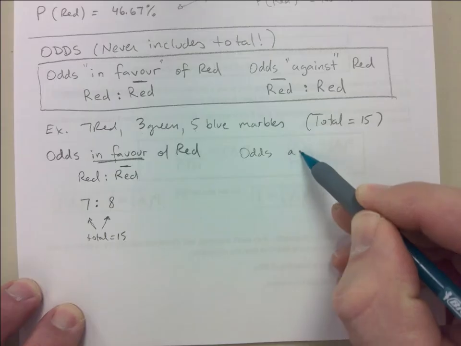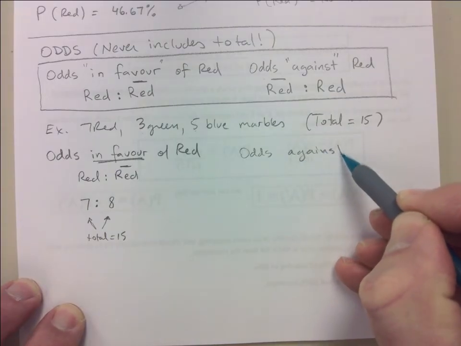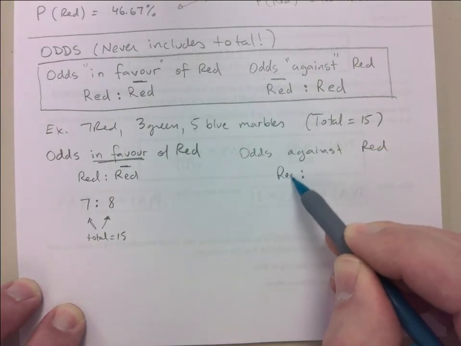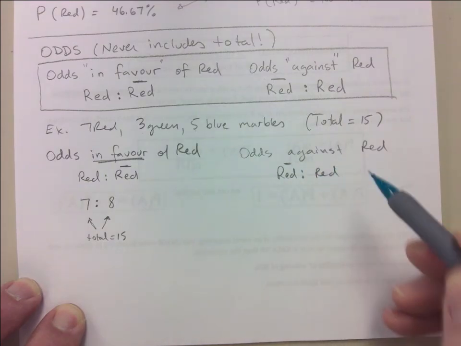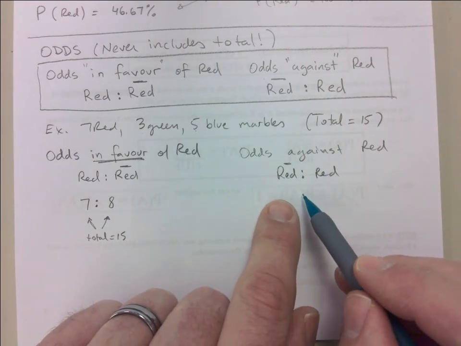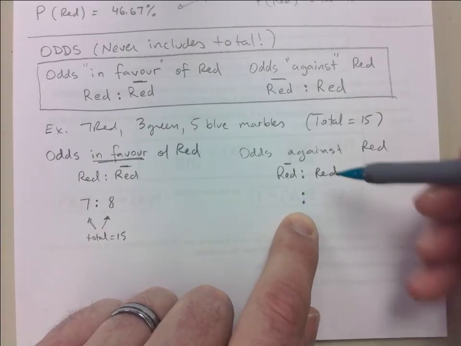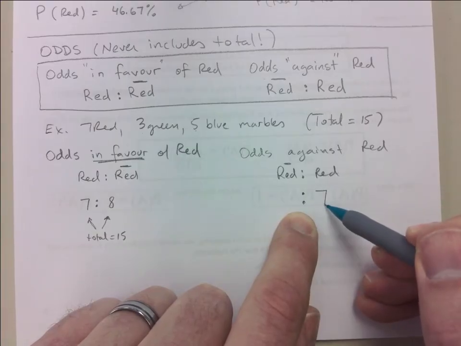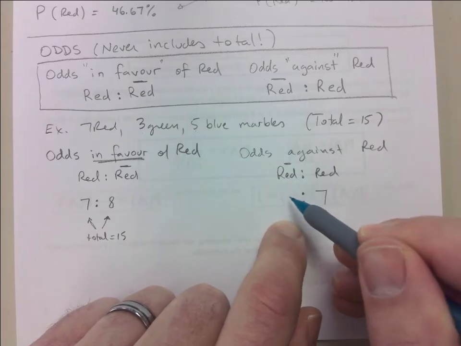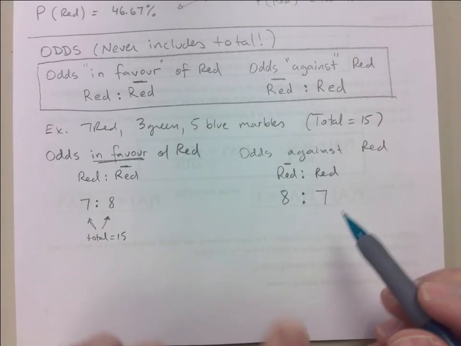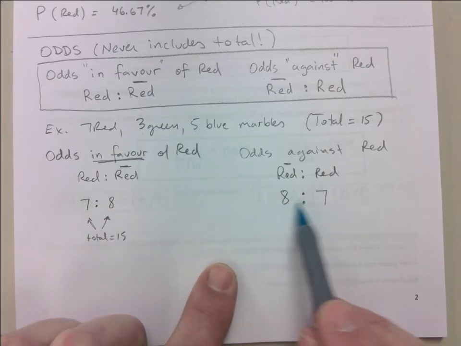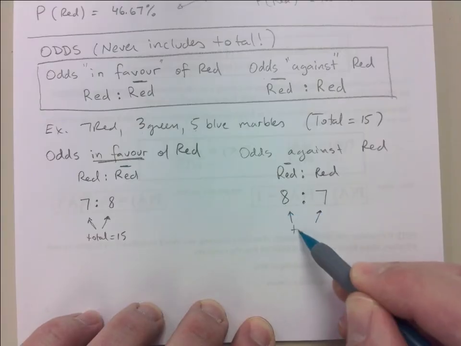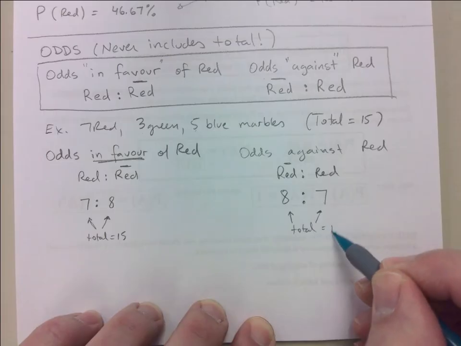Odds against red, against grabbing a red, would be you go not red first, then you go red second. And for me, it's always easier to focus on the event. So I'll put the 7 here. Not red, I know there's 8 of them. I get that, right? So notice the order matters. Okay. Total of 15.